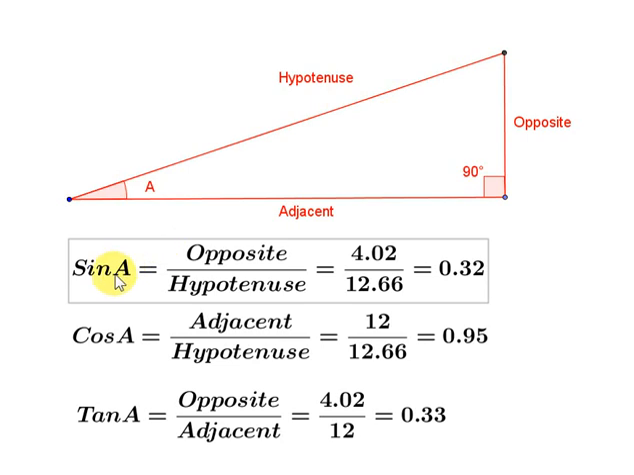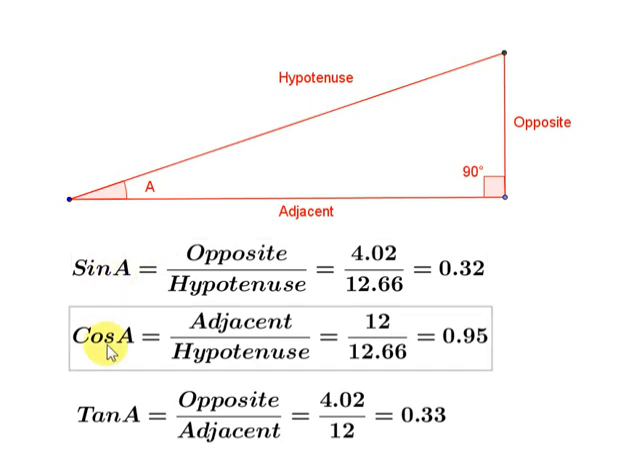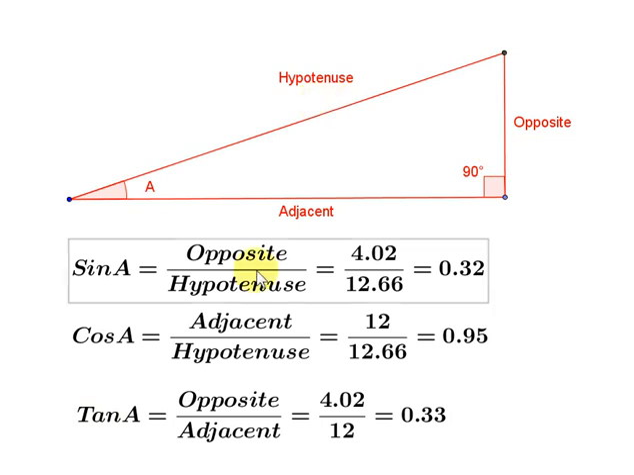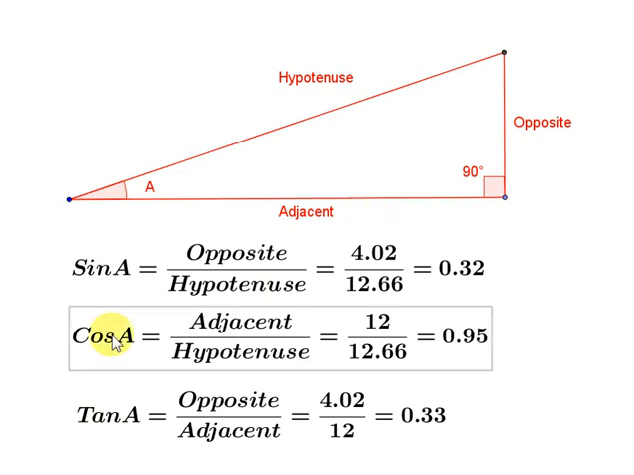Now, we have these ratios: sine of A, cos of A, and tan of A. The sine of angle A is defined to be the side opposite A, this side here, divided by the hypotenuse. I will show the values in a moment. The cos of A is defined to be the side adjacent to A divided by the hypotenuse. Finally, the tan of A is defined to be the side opposite A divided by the side adjacent to A.